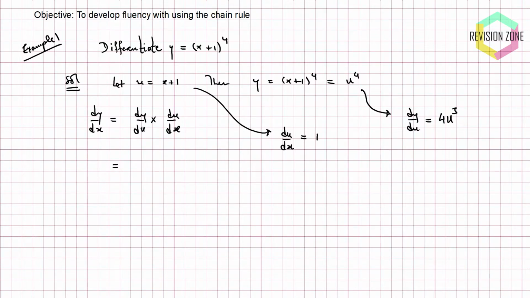So now I stick these things back into my chain rule formula. My dy/du is of course 4u cubed, and my du/dx is just 1. But of course I want the function written out in terms of x, so I'm going to replace u with its description. u is x plus 1, okay? So I'm going to get 4(x plus 1) cubed. And here we go. So we've managed to figure out the derivative in this case fairly easily.